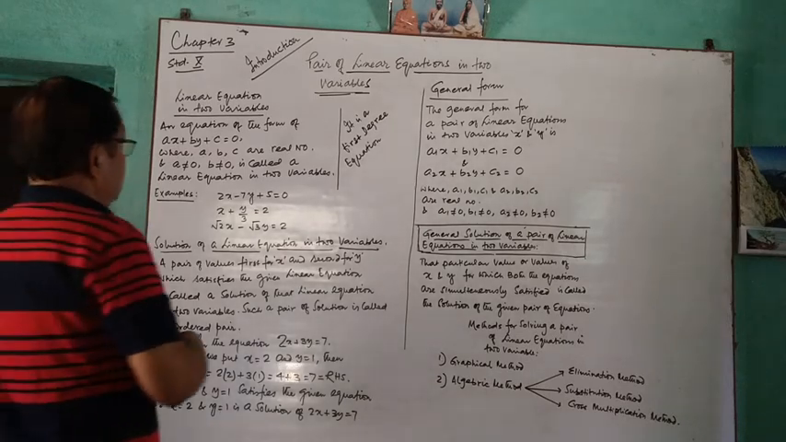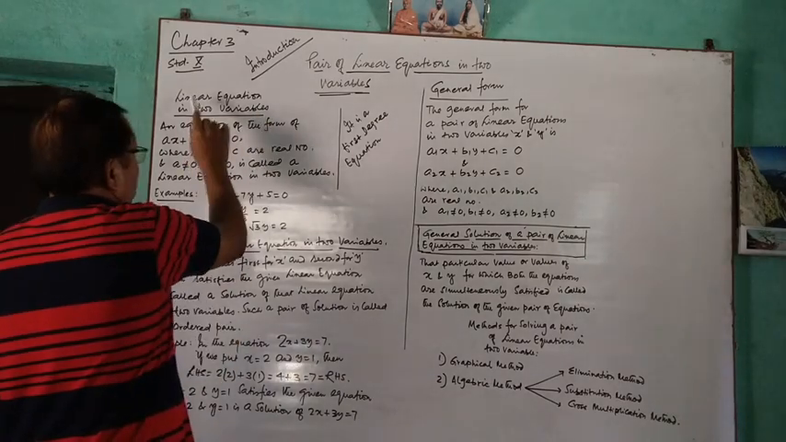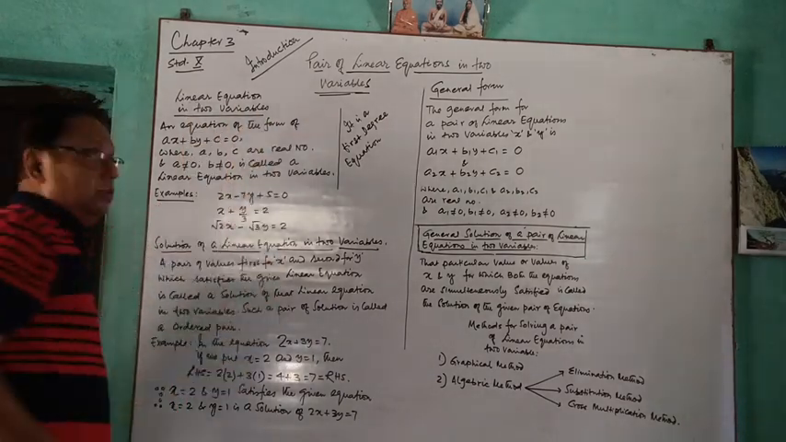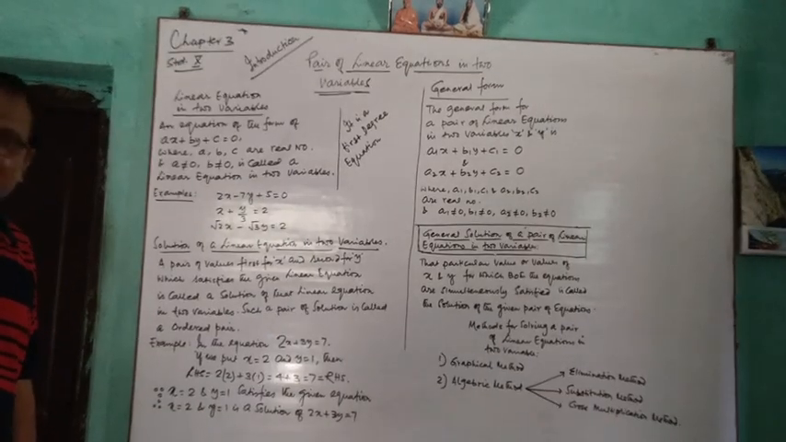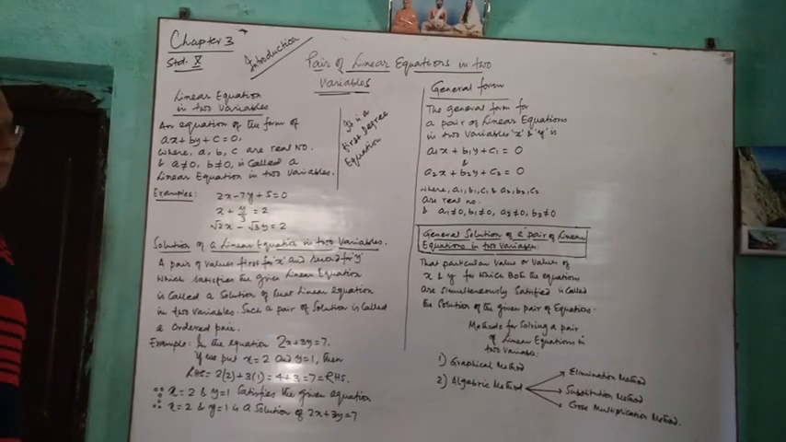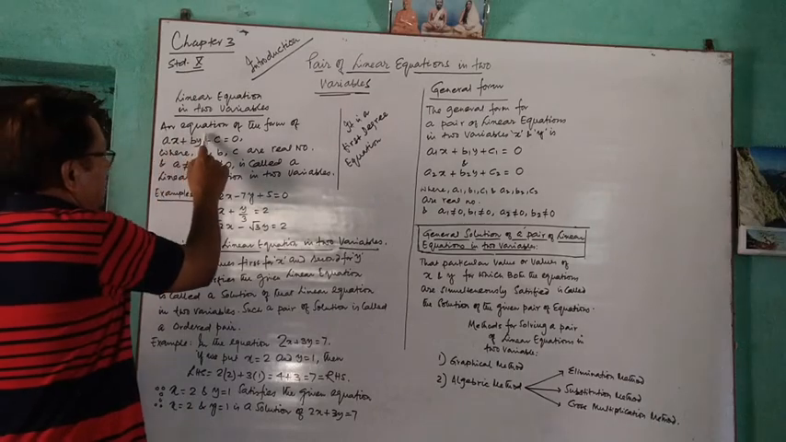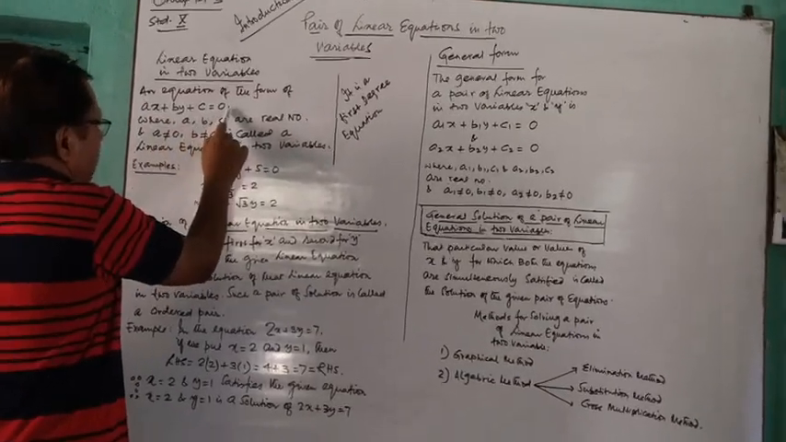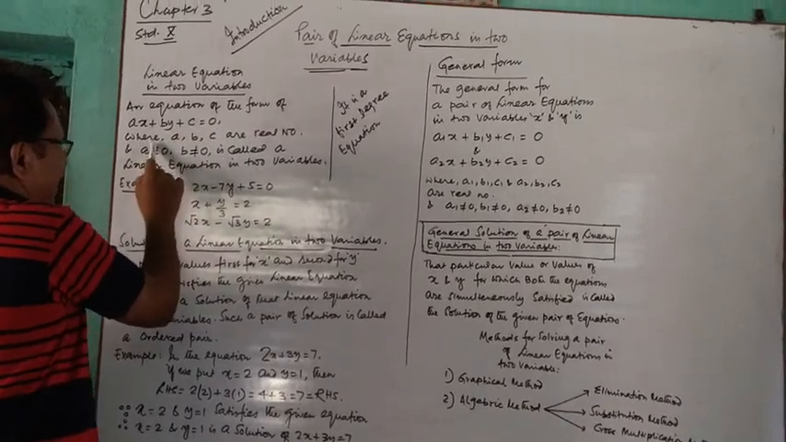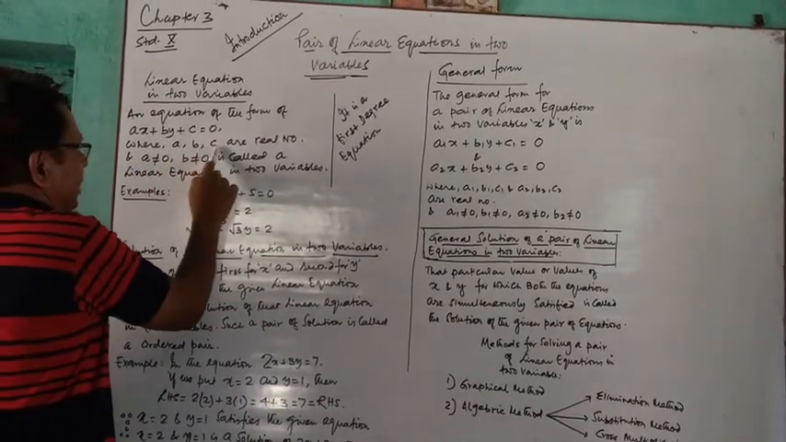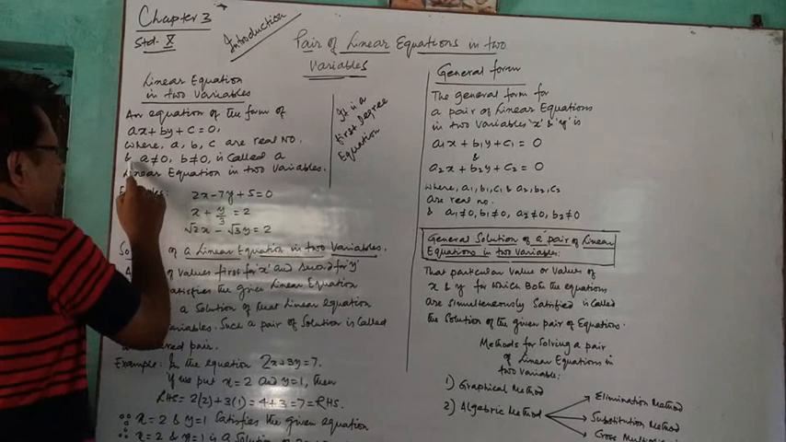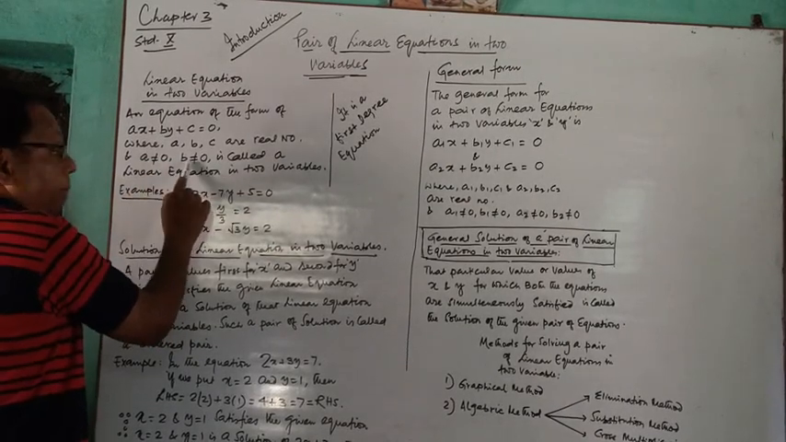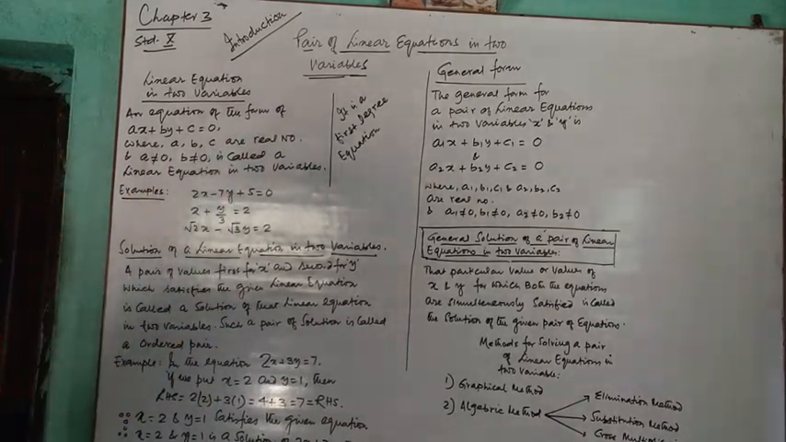Well, students, what is linear equation in two variables? That we have to know first. An equation of the form ax + by + c = 0, where a, b, c are real numbers and a not equal to 0, b not equal to 0, is called a linear equation in two variables.